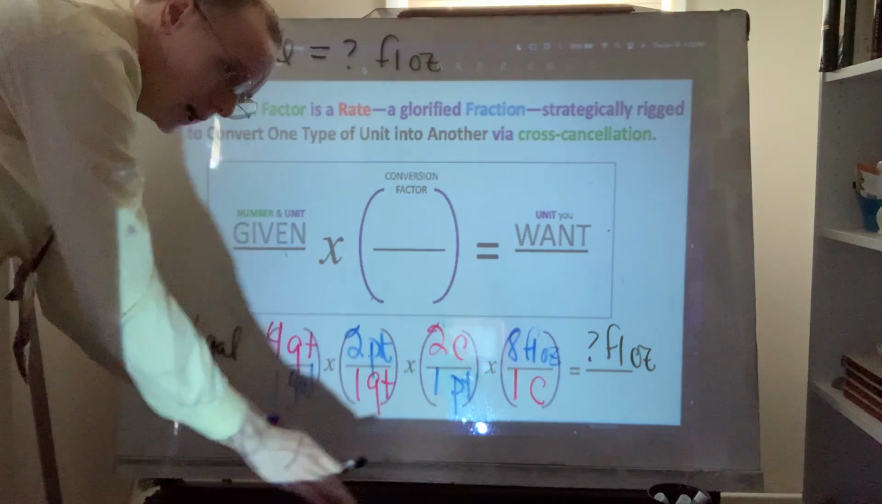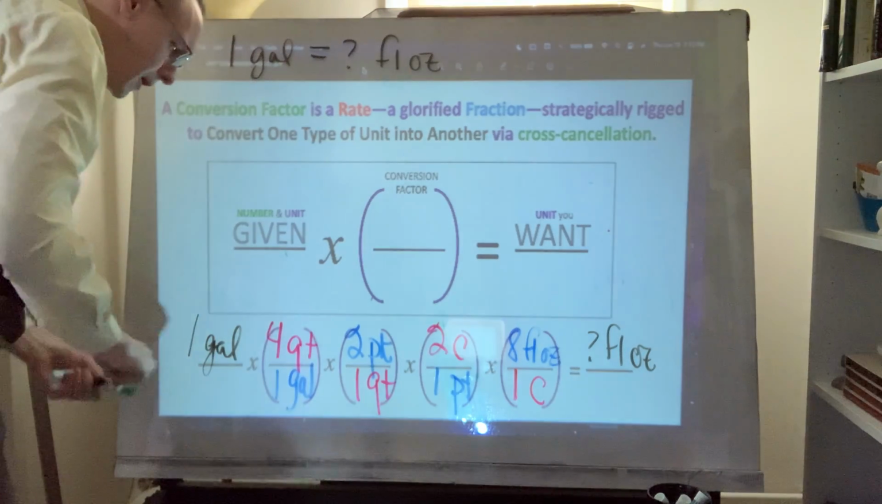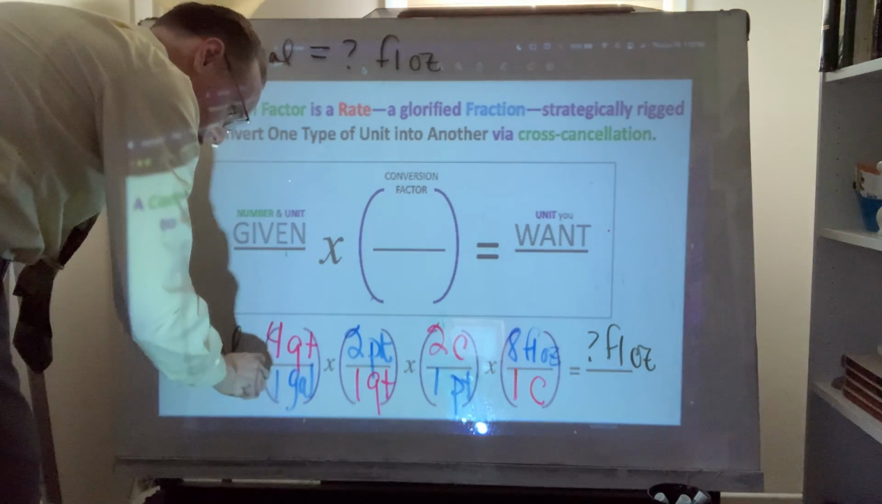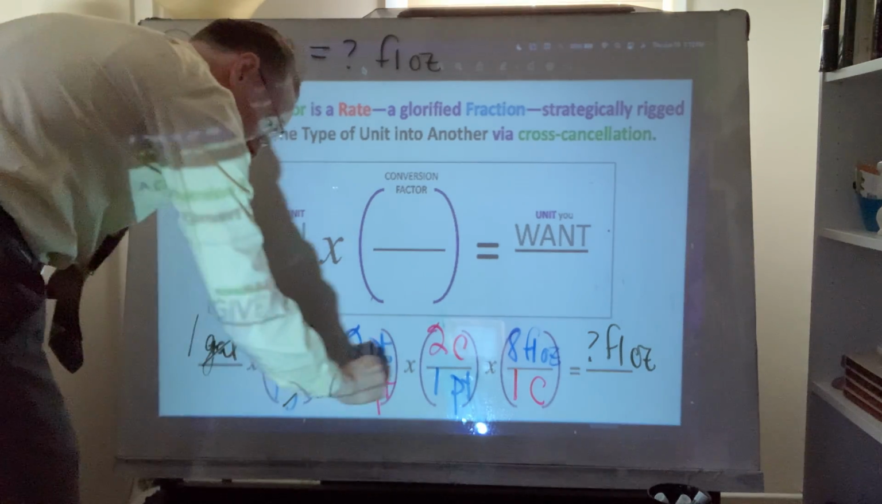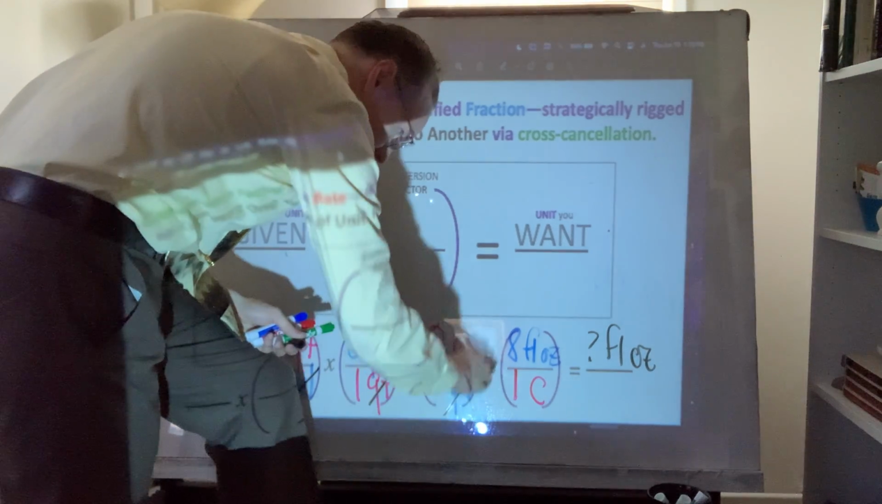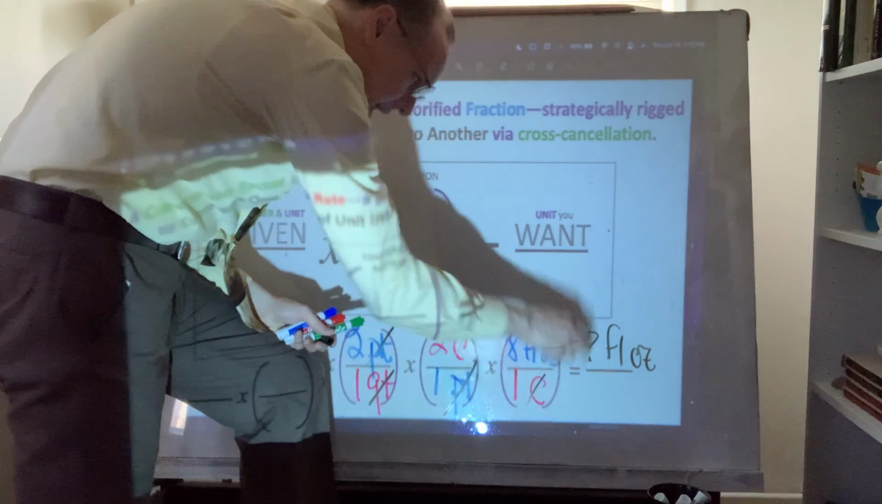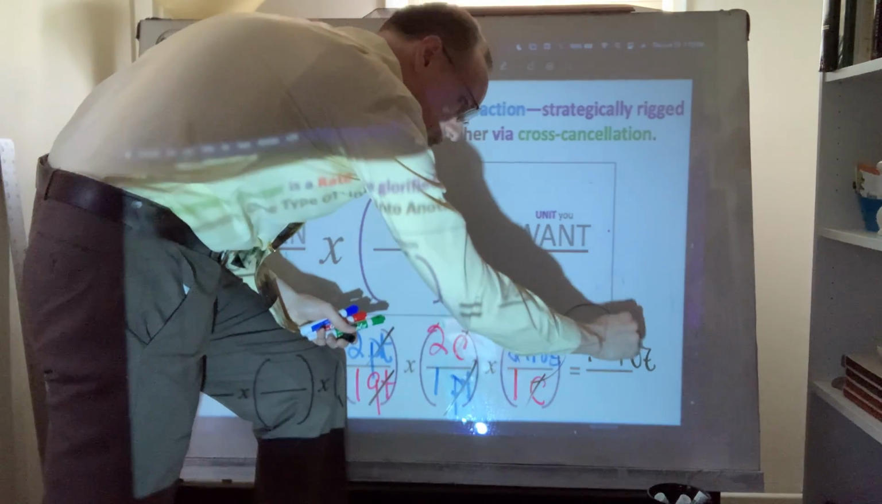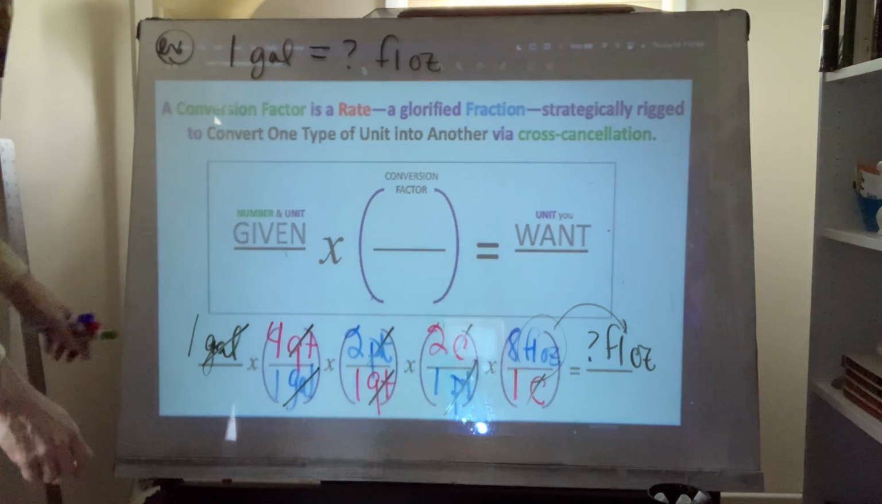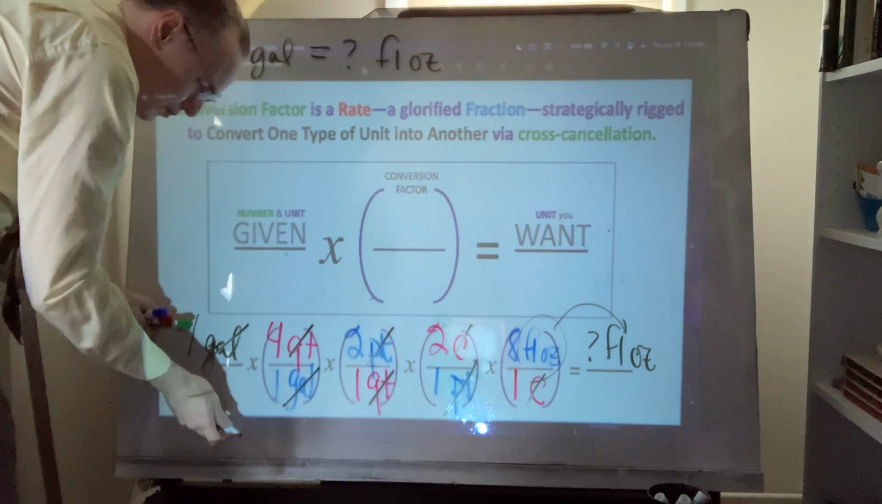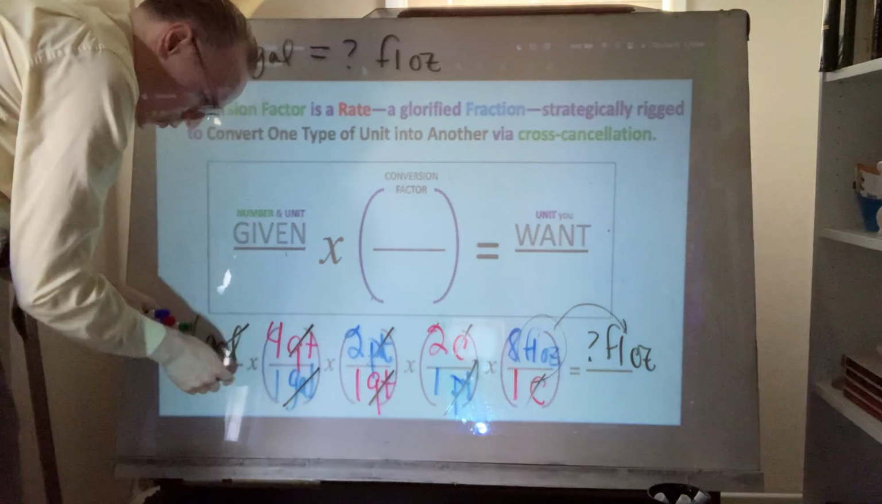And once you set it up, finally you get the satisfaction of canceling out stuff, right? Because you rigged it that way. Gallons cancels gallons, quarts cancels quarts, pints cancels pints, cups cancels cups, and you're left with the thing that you want, strategically. Now notice the bottoms here. Whatever you're given, you could always make it look like a fraction or a ratio would be more appropriate.